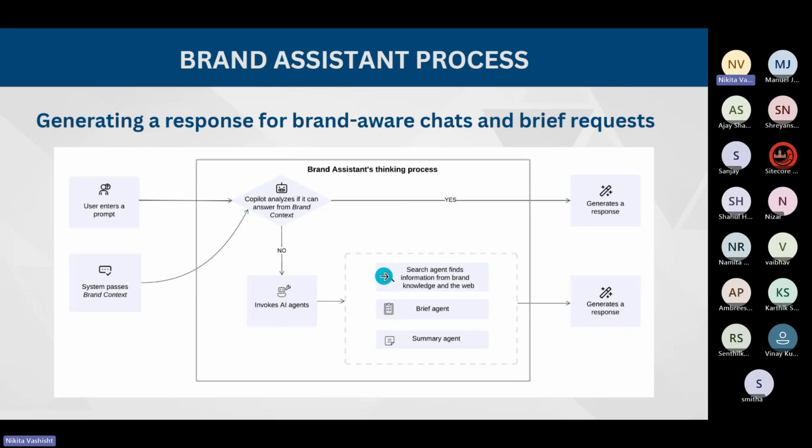The first one is the search agent, which helps us find the answer in the brand knowledge, all the brand knowledge that we have, or the web. Once the answer has been found, the brief agent will cut down the answer and give a more brand-aligned answer, and then the summary agent will summarize the answer and generate the response.